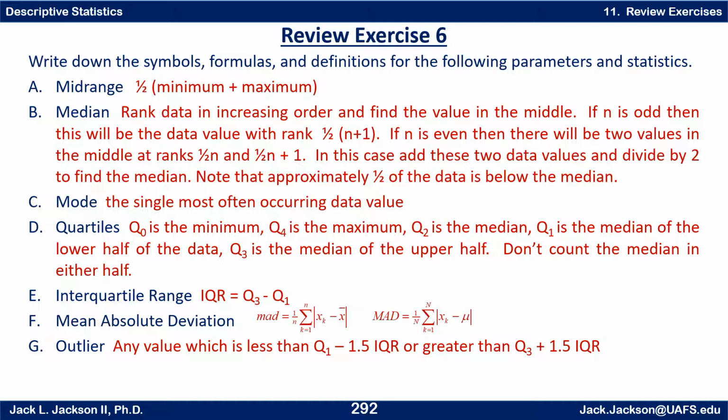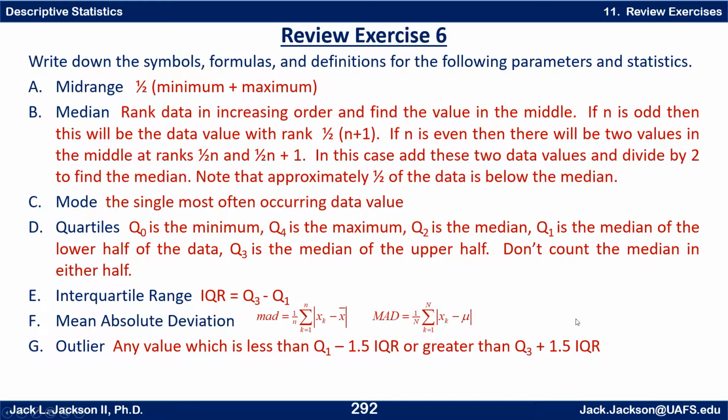Q lower, or Q1, is the median of the lower half of the data, and Q3 is the median of the upper half. Don't count the median in either half. That's the TI-84 method of finding the quartiles, which is the primary method we're going to be using in my class. There are other methods of doing the quartiles. So when you're reporting data with quartiles, you should be sure to say which method you're using. The interquartile range, or IQR for short, is Q3 minus Q1. Of course, it's going to depend on which versions of Q1 and Q3 you use.